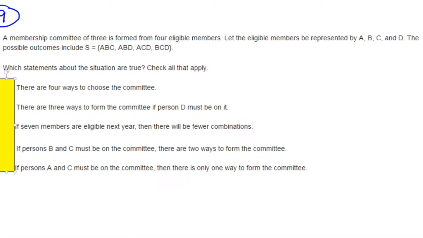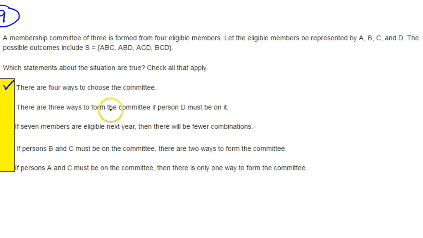Okay, let's see. A membership committee of 3 is formed from 4 eligible members. All right, 3 out of 4 members. Let the eligible members be represented by A, B, C, and D. The possible outcomes include, there you go. Which statements about the situation are true? Check all that apply. Okay, let's see. There are 4 ways to choose the committee. 1, 2, 3, 4. Yeah.